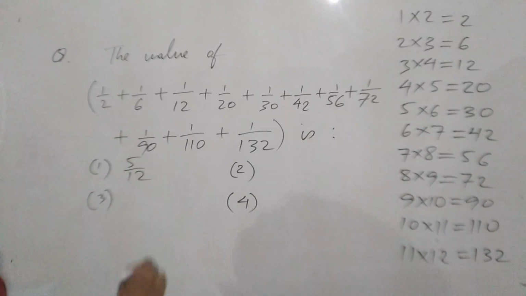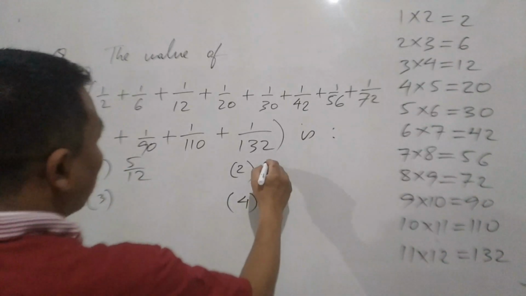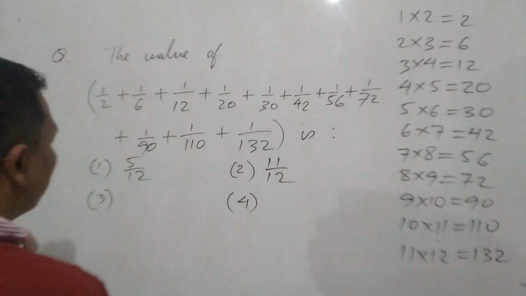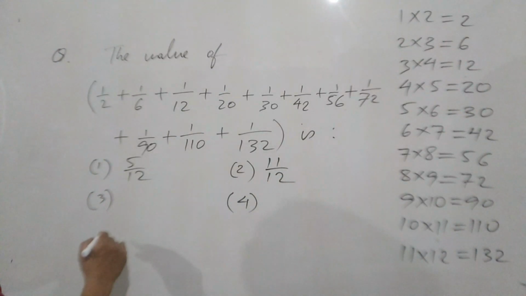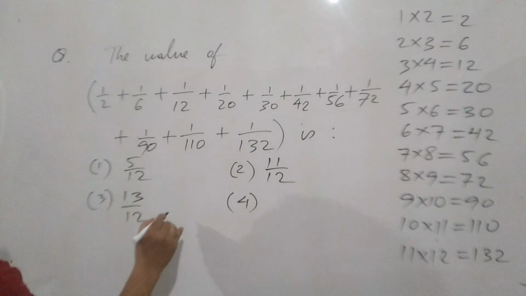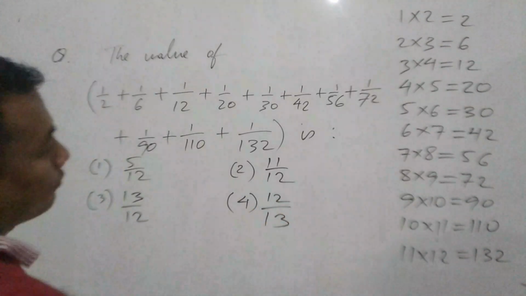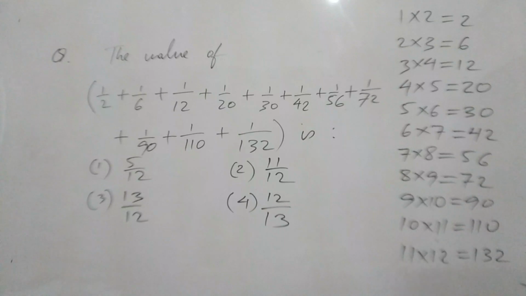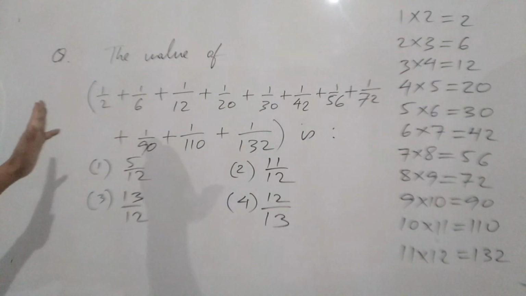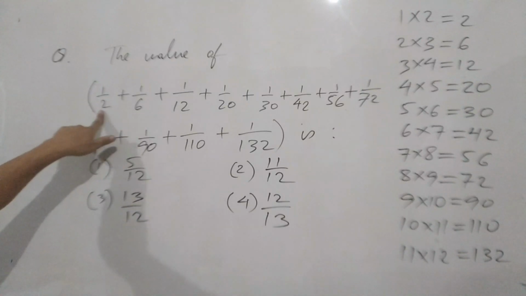5 by 12, 11 by 12, 13 by 12, 12 by 13. Okay, can anyone give me the answer? Now, I want you to write only the first term and last term.